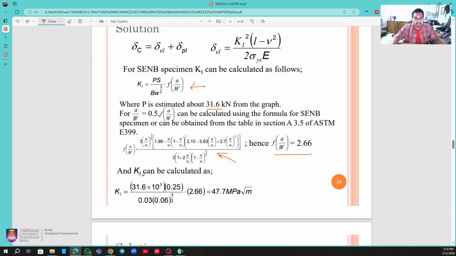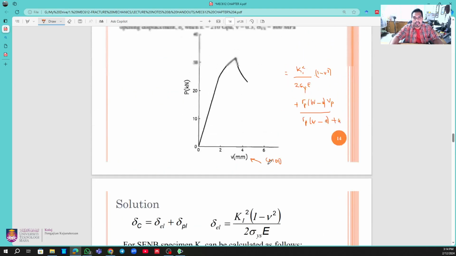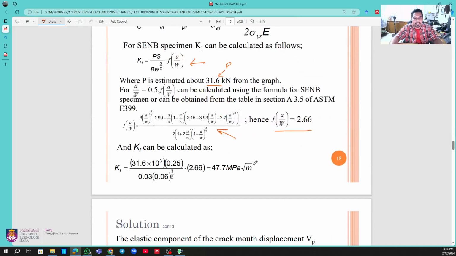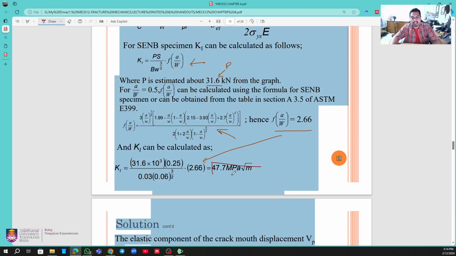And then K1 can be calculated simply by putting in P. In our case, this is the P value, 31.6 kilonewton. You have to multiply by S, the span distance. Back to the original data, S in our case is 25 centimeter. So we convert to meter, 0.25, divided by B, multiplied by W to the power of 3 over 2, and then you multiply by this geometrical factor here. And what you will obtain? You will obtain this value. So this is the K value.